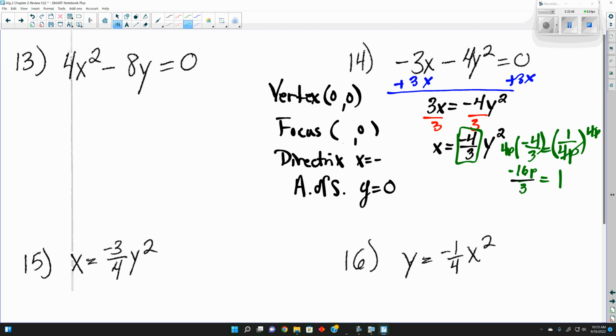Now what do we do next? Well, we could divide both sides by negative 16/3, or we can flip that fraction. I can multiply both sides by negative 3 over 16. Either way works. Because if we divide both sides by negative 16/3, we get 1 over negative 16/3, and p is negative 3/16. Because really we're wanting that to cancel out, 16/3.